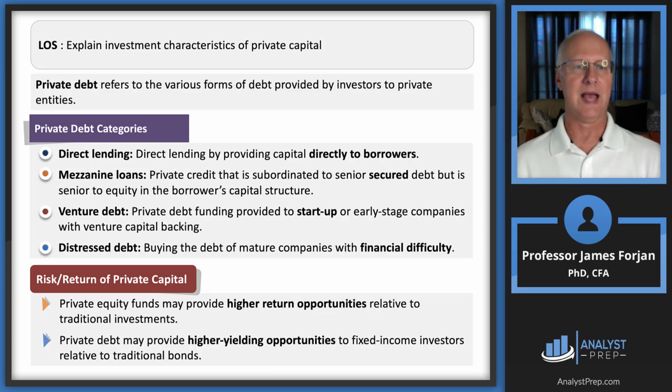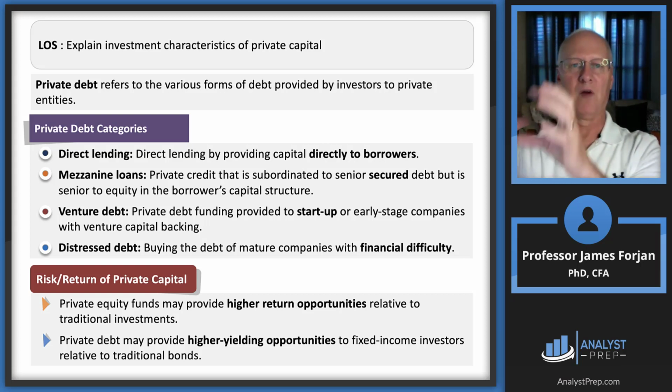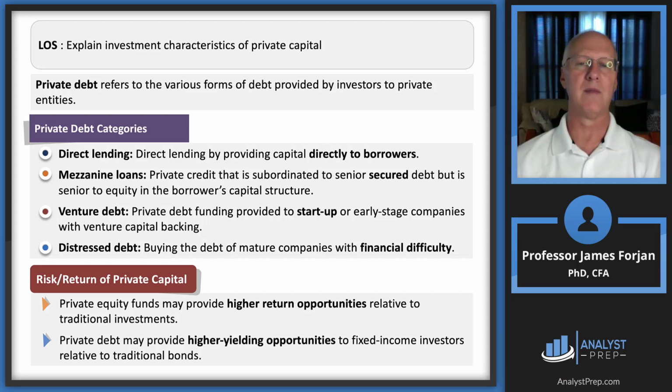So private debt categories, so direct lending, that makes sense. Mezzanine loans. So this is on the right-hand side of the balance sheet, of course. And so what this does is divide the bond. A lot of times candidates think of bond issues as being just kind of one thing over there on the right-hand side of the balance sheet. But these mezzanine loans and even venture debt have different categories.